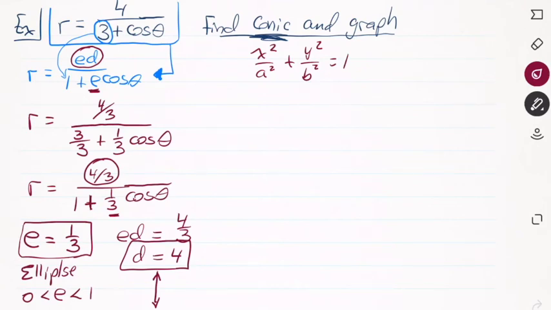Because that's really the only nicest way to graph a conic section. It's a little bit harder. I mean, you could do a table of values and graph it directly from up here, but that's really not the best way to do it. All right, so let's see if we can find what a and b are equal to.